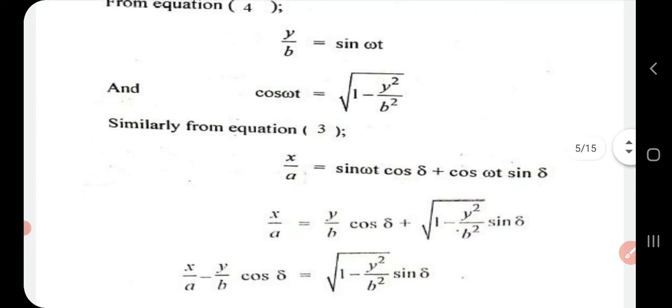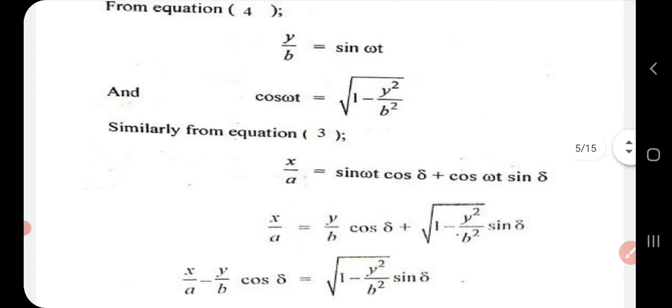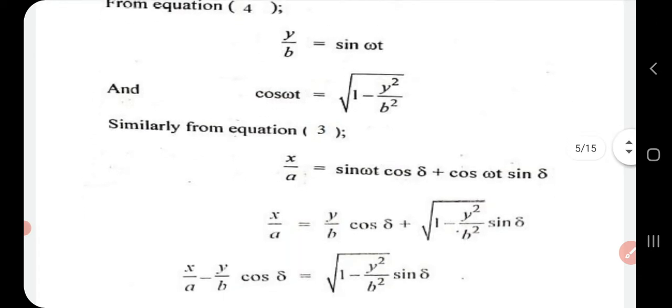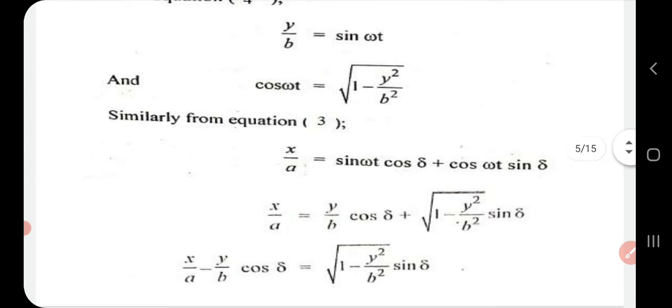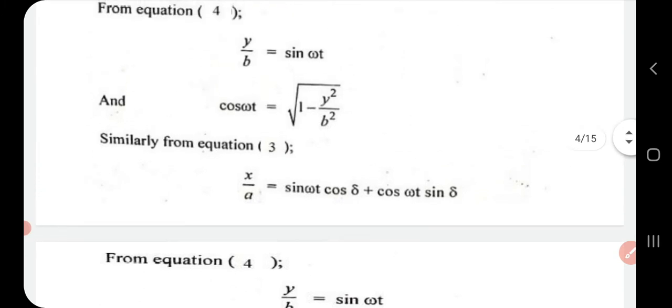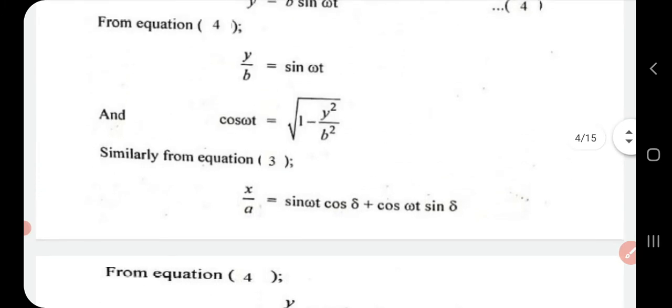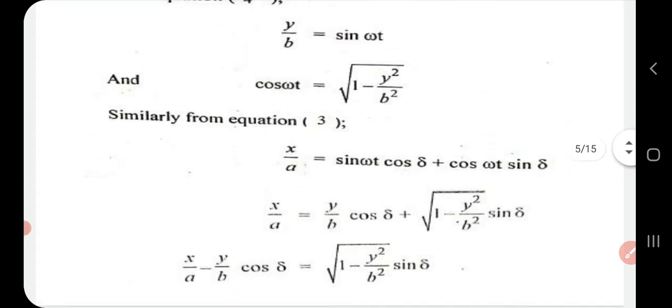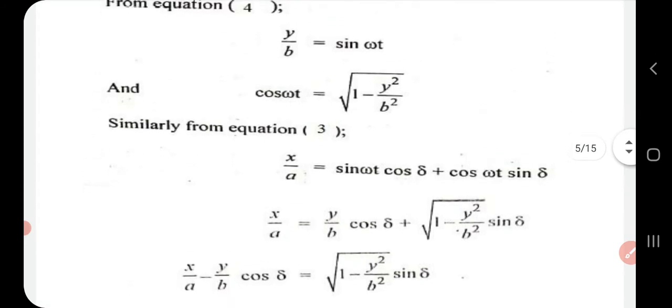Now from equation 3, we have already written x by a equal to sin omega t cos delta plus cos omega t sin delta. So x by a is again equal to, what is sin omega t? We have already written it as y by b. So replace sin omega t with y by b. Cos delta is kept as such. Then put the plus sign. Now what is cos omega t? We have already written it is root of 1 minus y square by b square. So substitute that in the place of cos omega t, and then sin delta is kept as such.